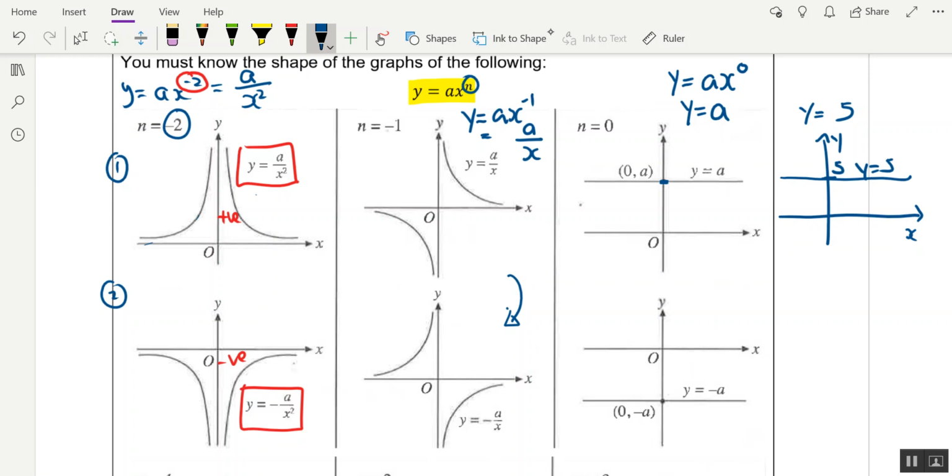Now take a screenshot of this so that it's easy for you to refer to when you need it. Maybe I will also box this up.